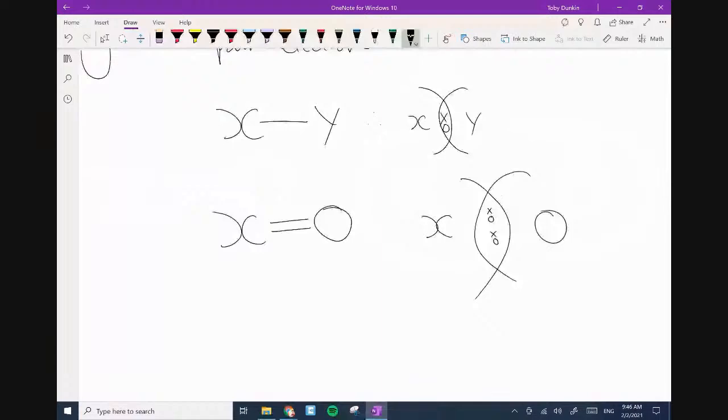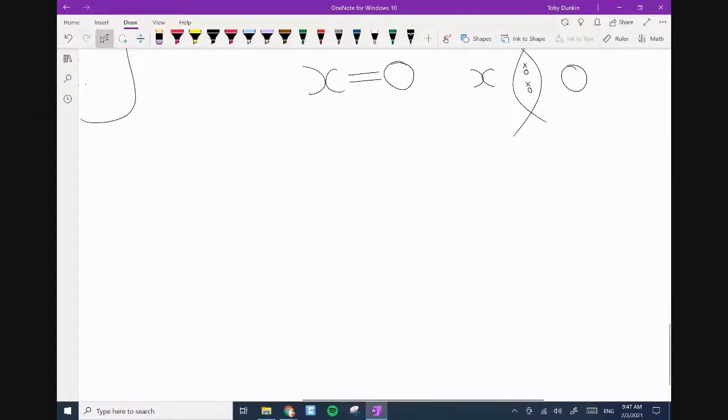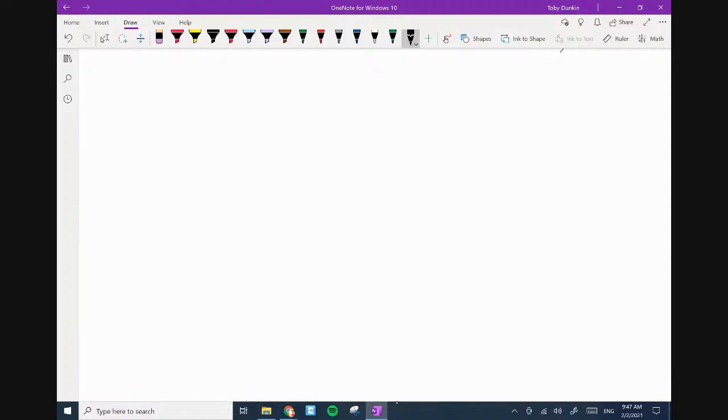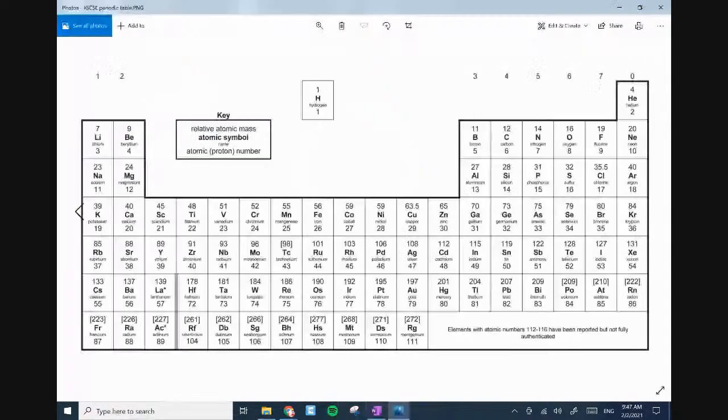So the question now is, why does oxygen form 2 bonds? Let's actually run all the way through. Let's do carbon first. So the question now is carbon, 4 bonds, question mark. Let's have a look at what carbon looks like. We go to our beautiful, beautiful, gorgeous periodic table. Oh, it's so beautiful. And we find carbon. And carbon has 4 electrons in its outer shell.